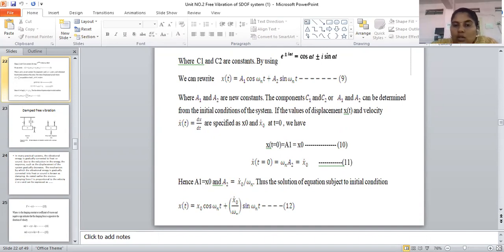The first derivation, based on the undamped free vibration system, is already completed. Now we have to see the second derivation, which is the damped free vibration. That derivation is remaining from unit number two, and we have to see it here. You have drawn this diagram, and some part we have also completed in the last lecture.